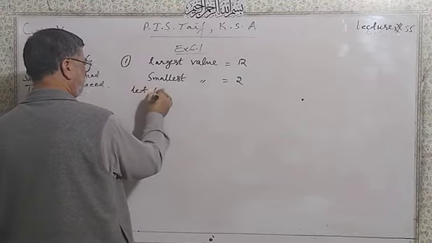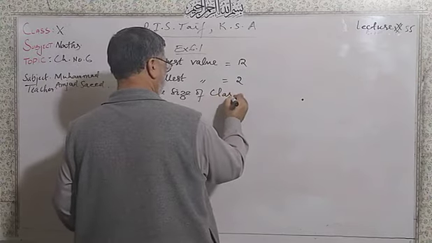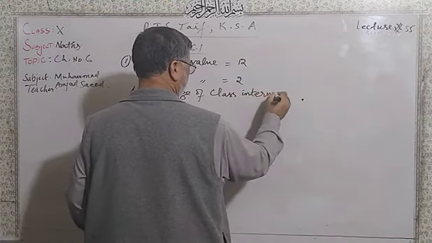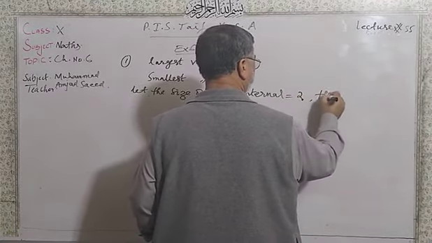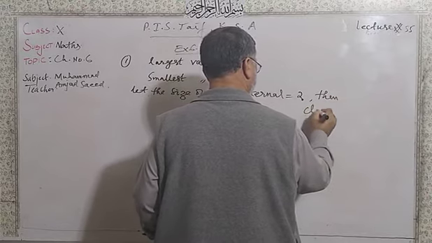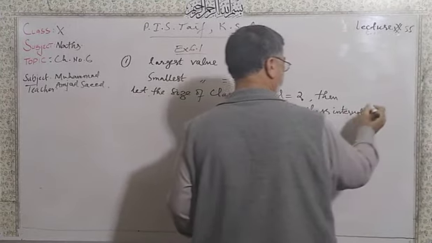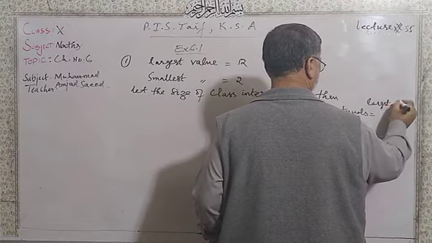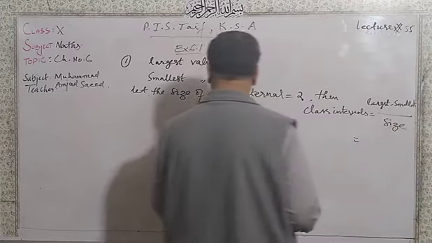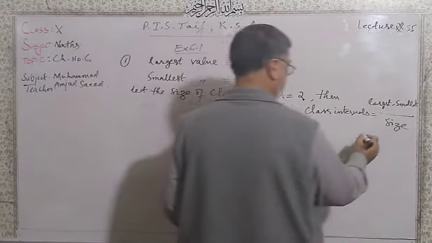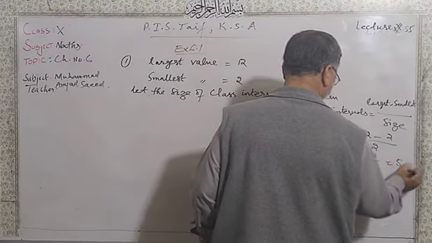Let the size of the class interval be equal to 2. Then the number of class intervals will be equal to largest minus smallest divided by the size or height of the class. Here it is 12 minus 2 over 2, that is 10 over 2, which is equal to 5.